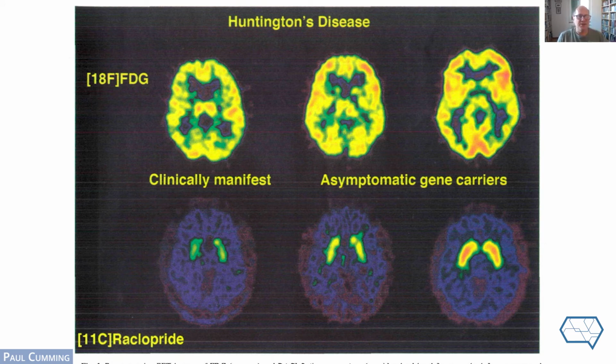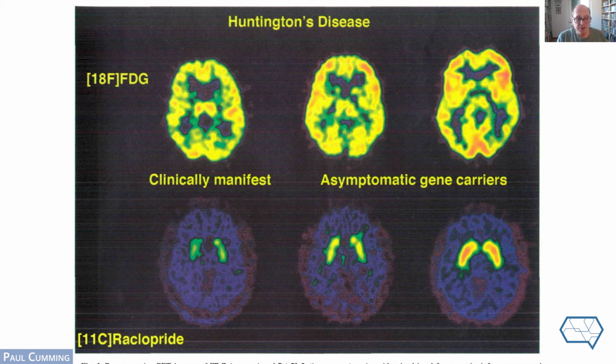And that result is summarized here, showing in the upper figure the metabolic map using FDG. It's hard to tell, but with a little bit of imagination, you can see in the clinically manifest patient in the upper left-hand corner that there's hypofrontality compared to the asymptomatic gene carriers in the upper right-hand figure. And if I had a pointer, I would point out where the basal ganglia is, because the clinically manifest patient has a distinct loss of metabolic activity in the caudate and putamen, although it's a bit hard to see from the figure.